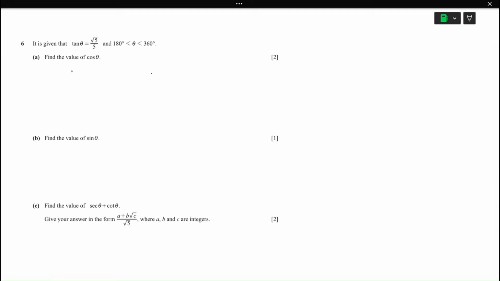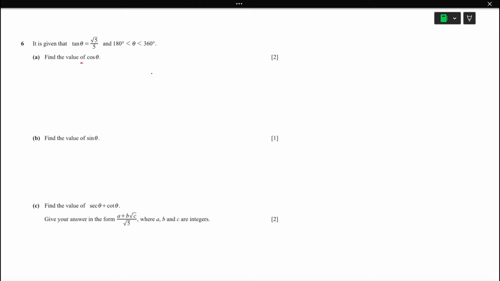Yeah, here is question 6. It is given that tan theta equals square root of 5 over 5, and the interval is given as 180 to 360. Find the value of cos theta. As we know, the identity is given in the question paper, in the formula sheet.